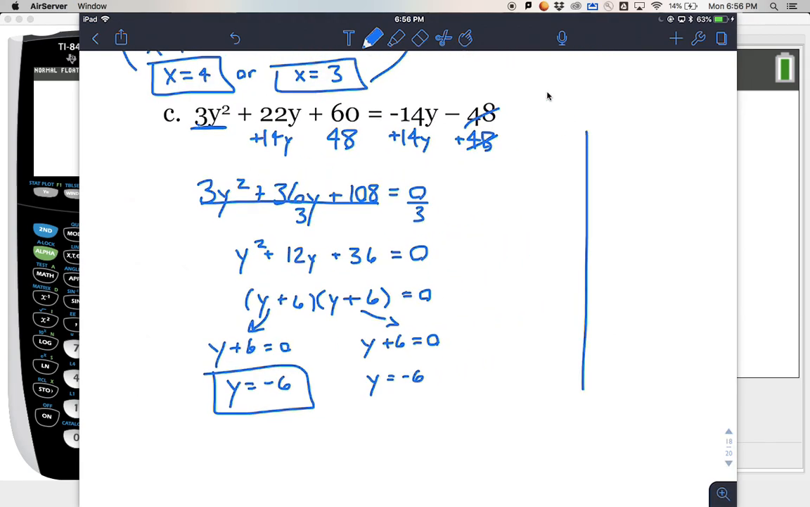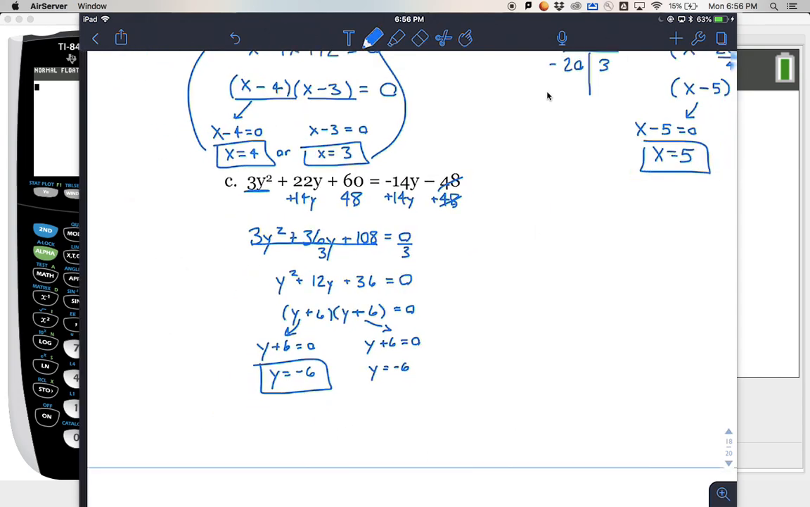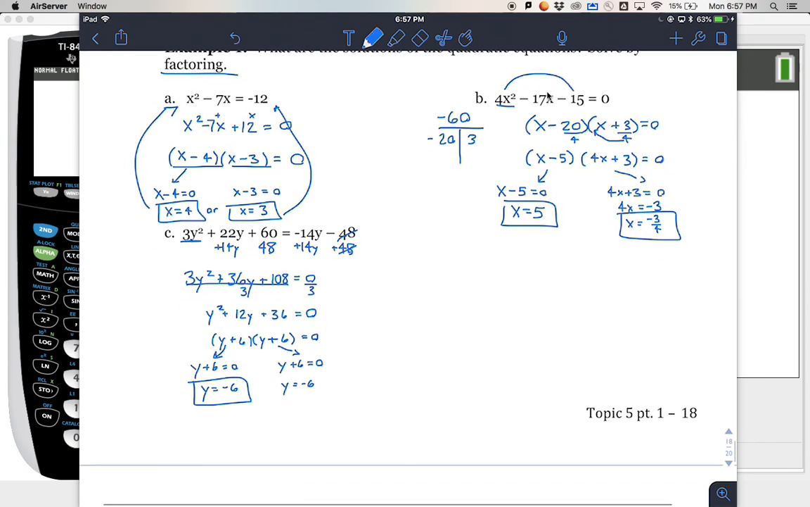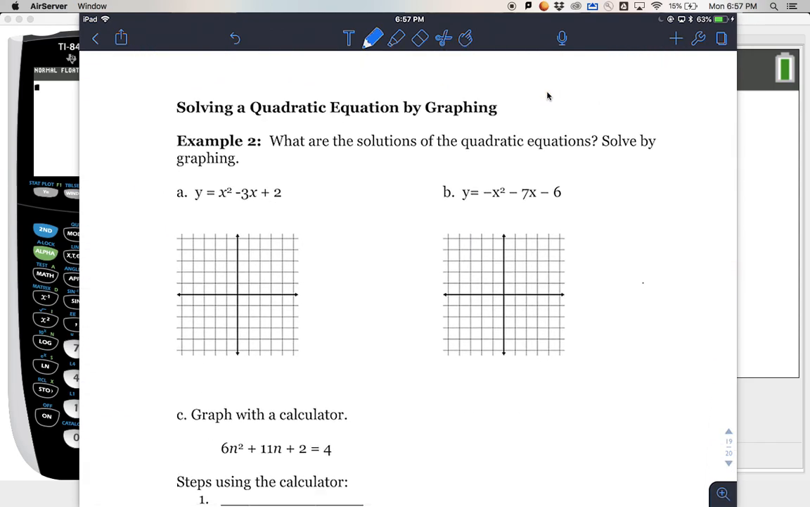And if we go and graph it, I guess that means we'd have some type of value right here at negative 6, and it just touches once on our graph. So that's how you do those problems right there. So not too bad. You've done this in Algebra 1, so this shouldn't be anything too crazy new, which is nice. And you can also solve by graphing. So this is asking here, what are the solutions of the quadratic equation solved by graphing here?